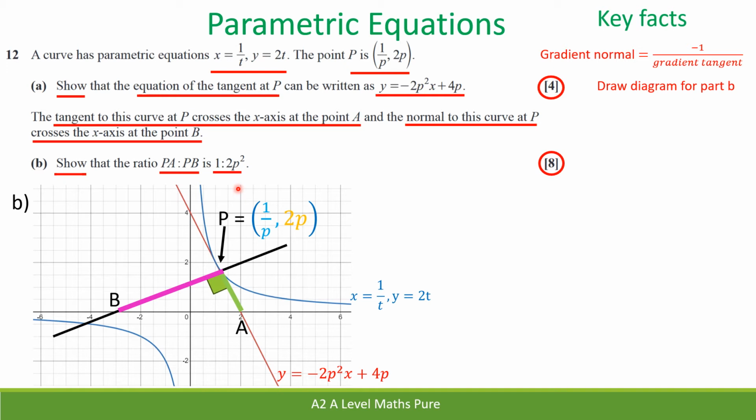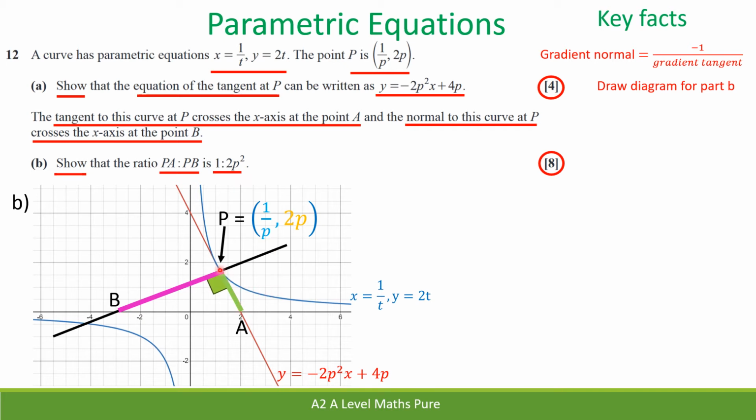Now you've got the diagram drawn. The tricky part was actually working out what you had to do. So drawing the diagram helps you see what you've got to do. Now you've got to work out the length here, PA, work out the length here, PB, and then you're going to compare them and you will find it cancels down to 1 to 2p squared.